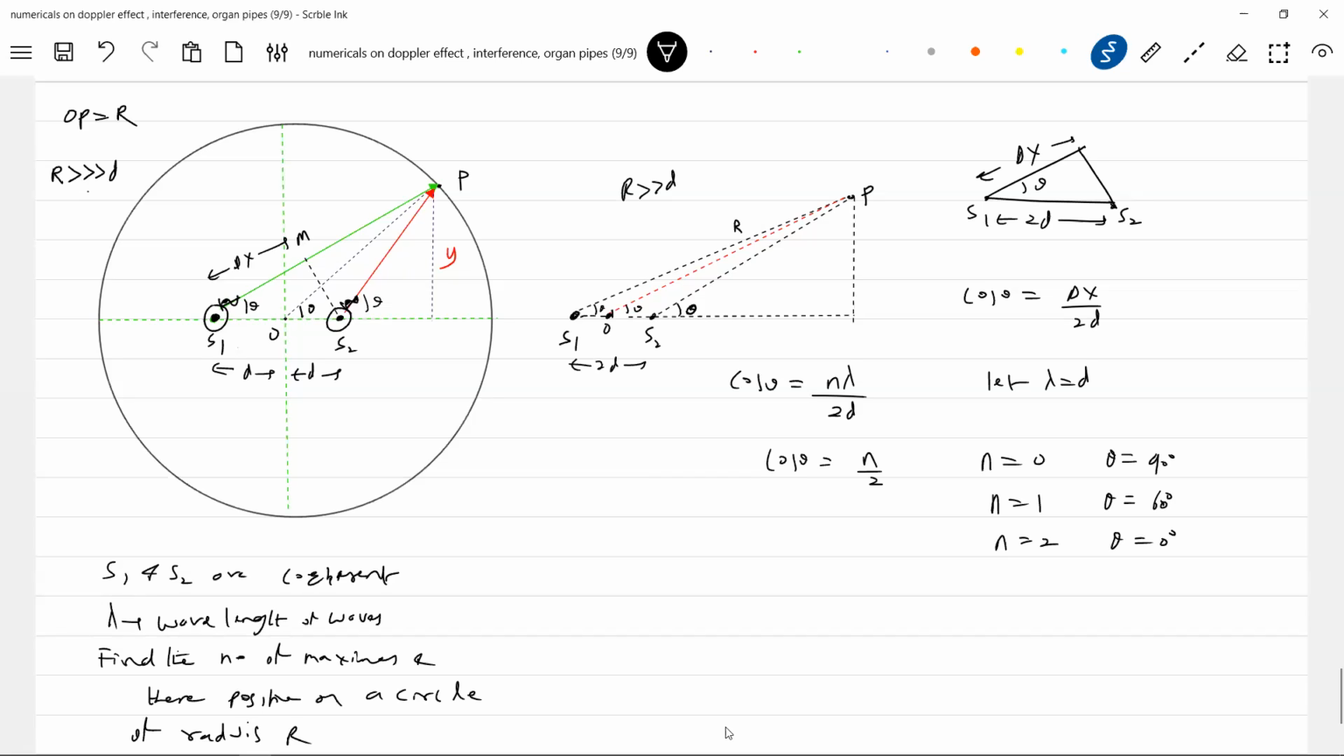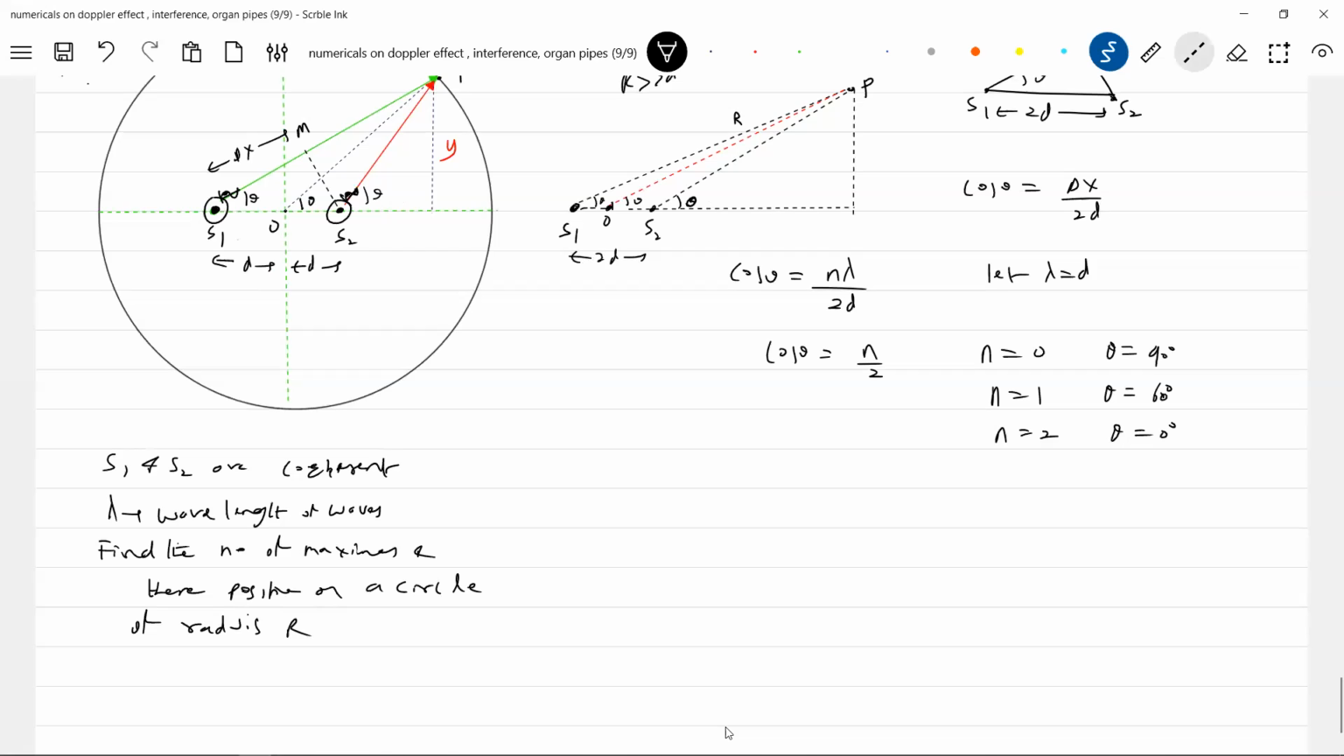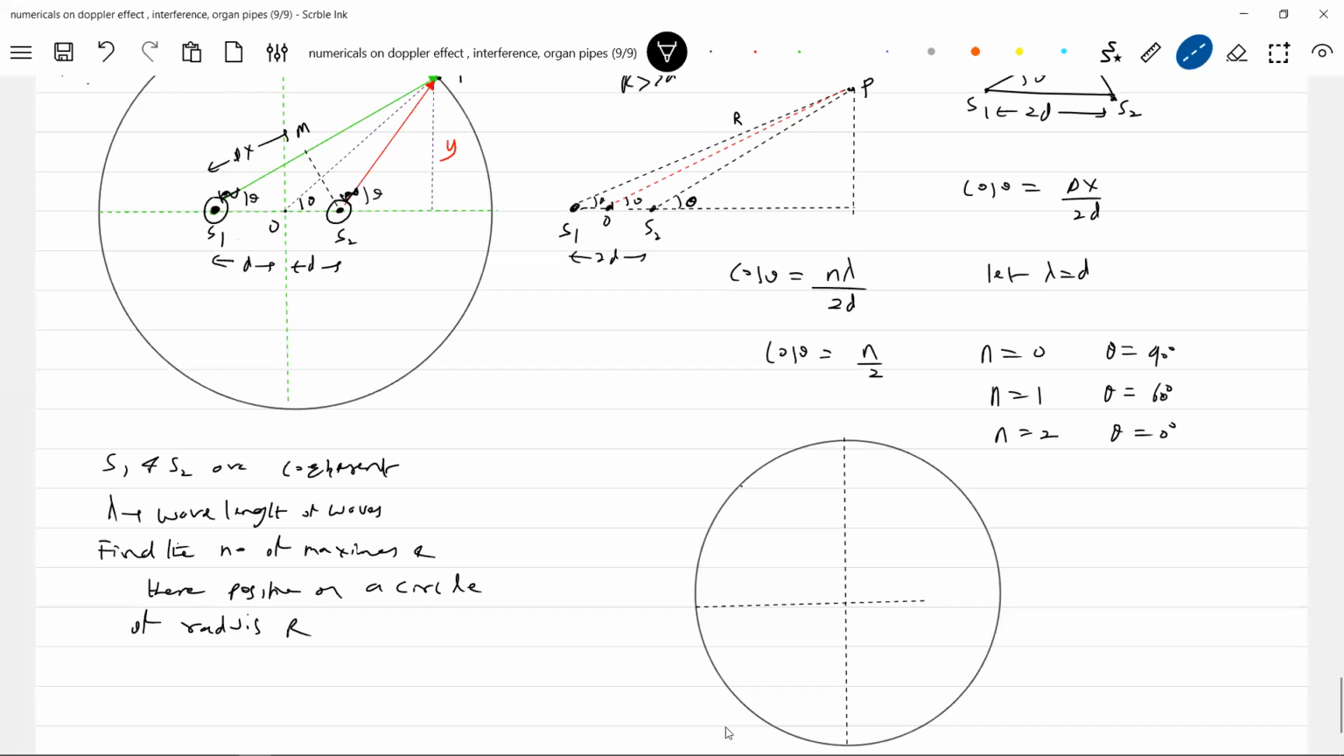So where all we see the maximas, the angular positions are 0, 60, 90. Now if I draw a circle, position of maximas, will I get any maxima? Yes, theta equals 0. Next maxima, theta equal to 60 degrees. Next maxima, it'll be here. Similarly, due to symmetry.